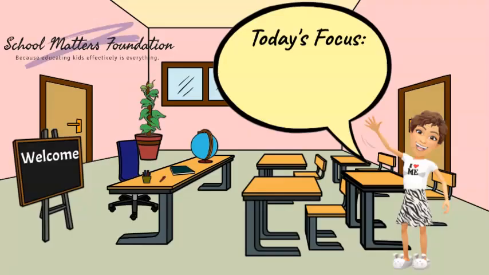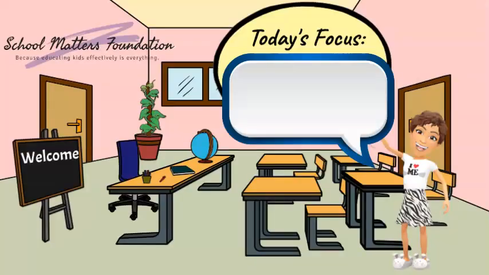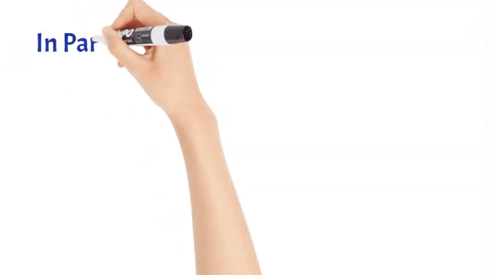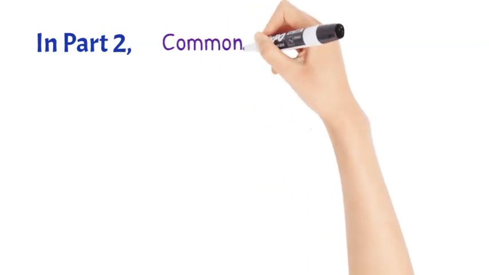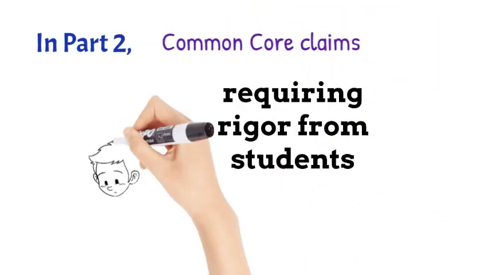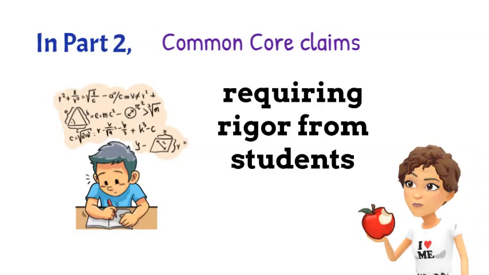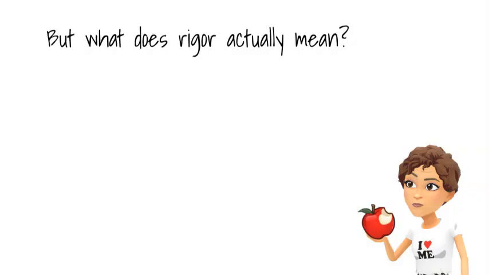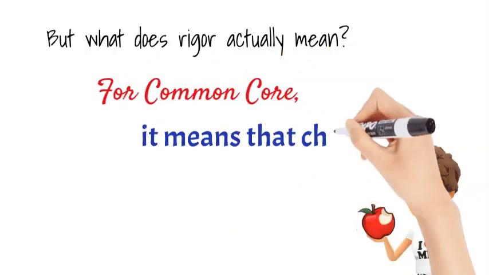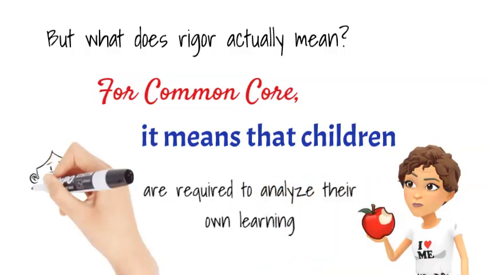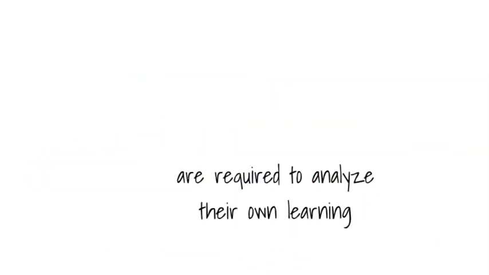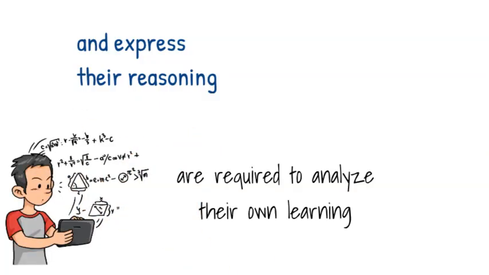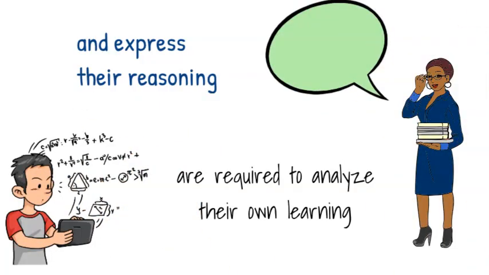Today's focus: Common Core versus Kids, Part 2.5, Justification. In Part 2, we found out that Common Core claims it is all about requiring rigor from students. Then I posed the question, but what does rigor actually mean? For Common Core, it means that children are required to analyze their own learning and express their reasoning through something educators now call justifying their answer.